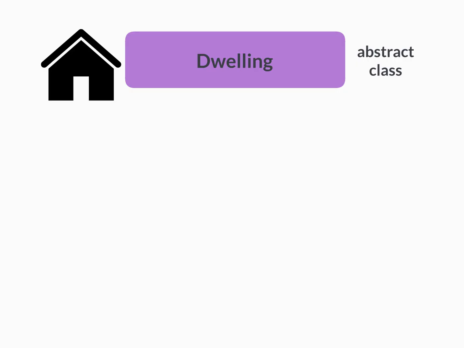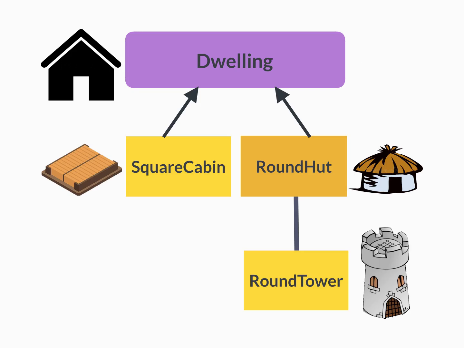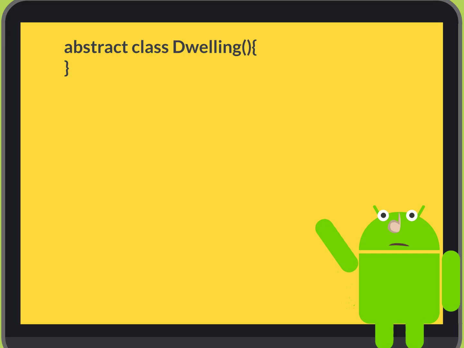Dwelling, like vegetable, will also be an abstract class. It will contain properties and functions common to many classes of housing. But the exact value of the property and the implementation details of the function are unknown. Go to the Kotlin playground, add this code below the main function to create an abstract class called dwelling. The declaration of an abstract class begins with the abstract keyword.